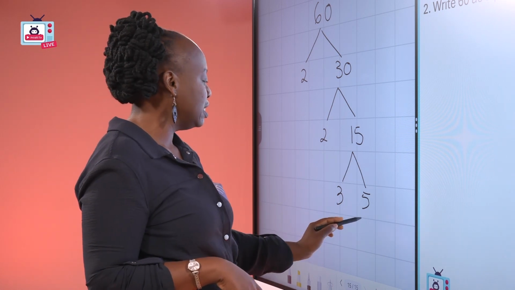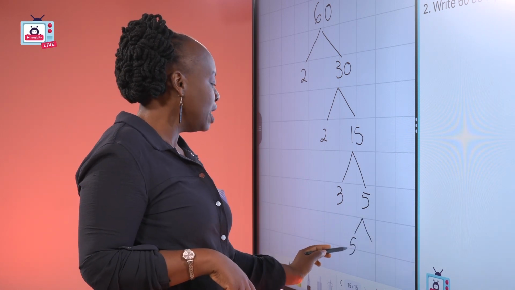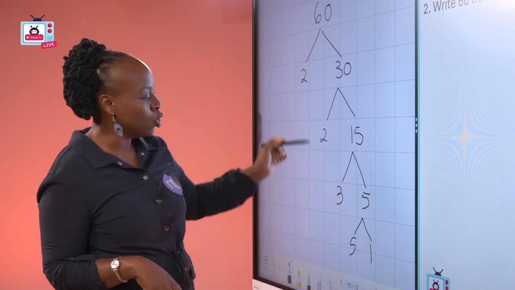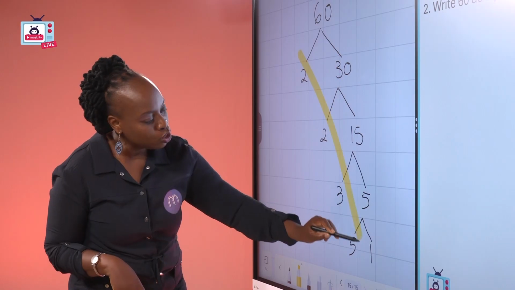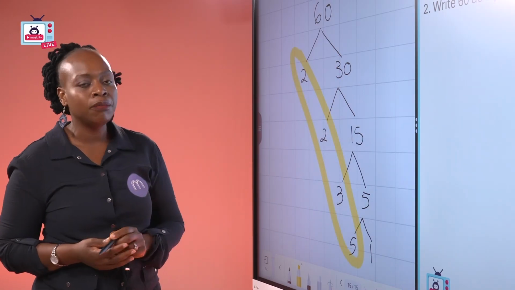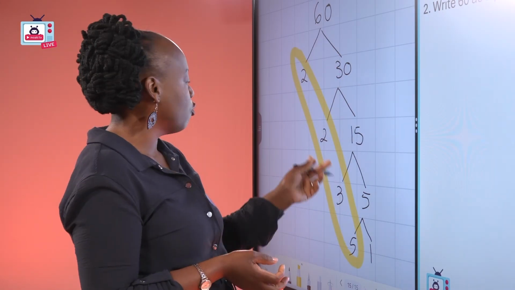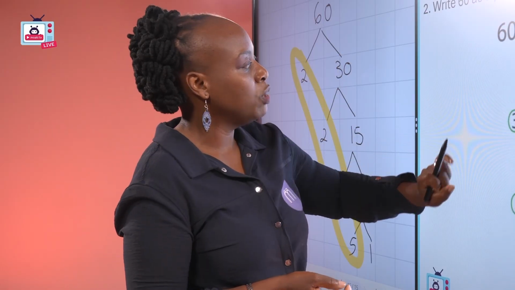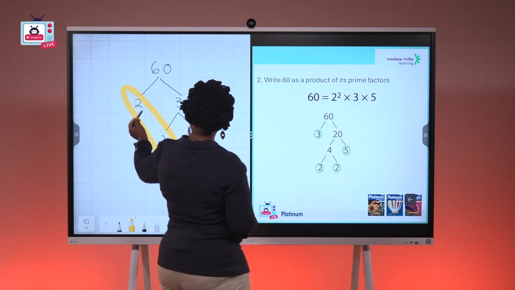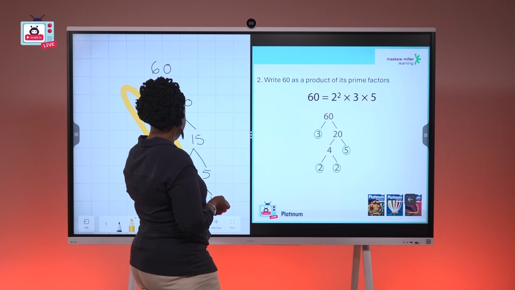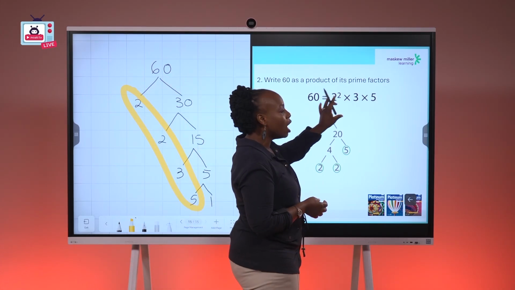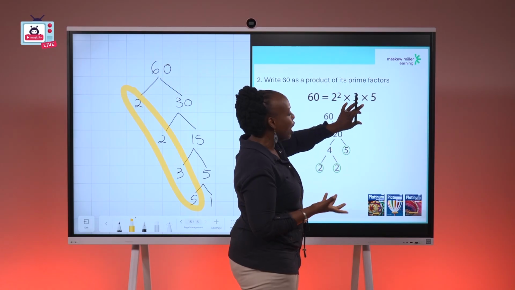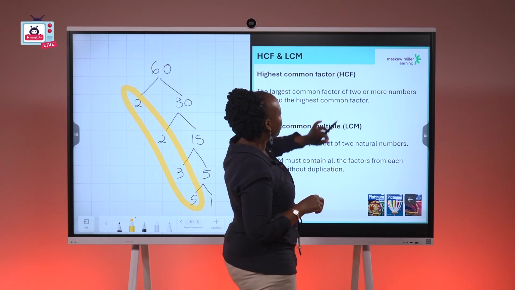And then here you can see, 5 multiplied by 1, that's how you have your tree there. And then you just multiply these together. These are your prime factors. If you multiply those together, you should be able to get your product. So it's 2 multiplied by 2 multiplied by 3 multiplied by 5, which is 60. So this is how you write 60 as a product of its prime factors.